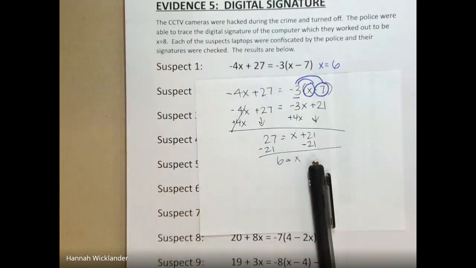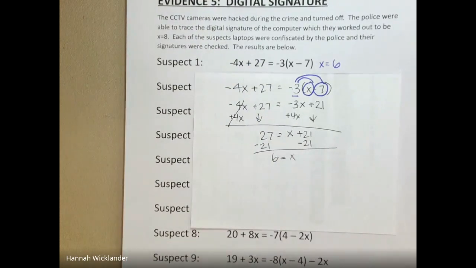Does anyone need me to explain anything more for that one? Go over any steps? I'm going to do 2 more problems on this one, but just slow me down or stop me if you have questions. Okay.